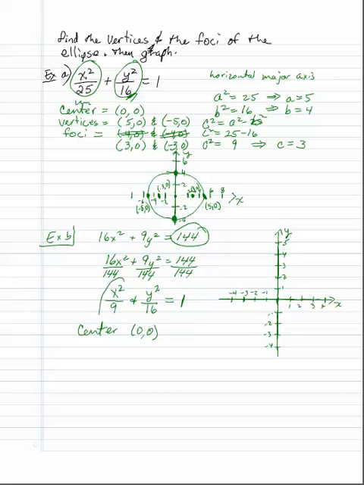And then again, I'm going to look under the x, which is 9. The square root of 9 is 3. So I'm going to go 1, 2, 3 in the x direction, and 1, 2, 3, negative 3 in the x direction.